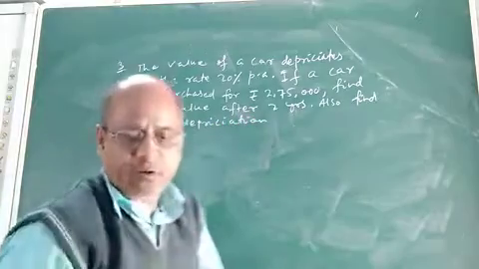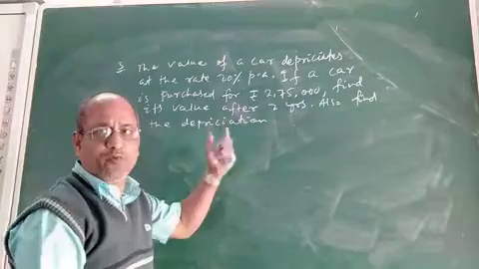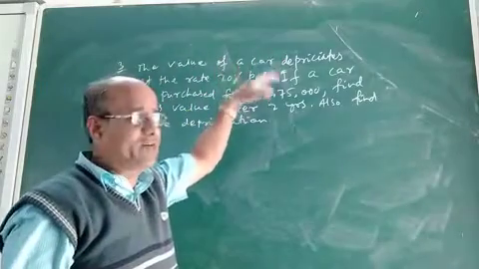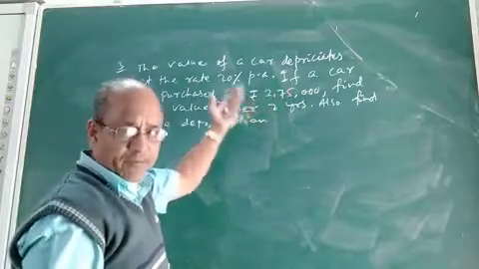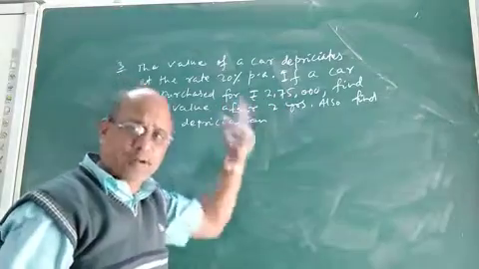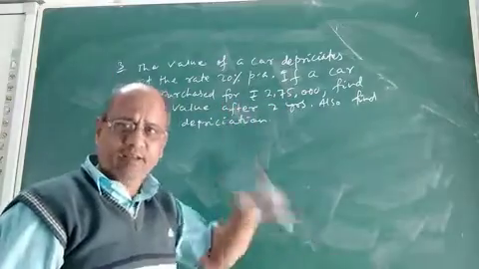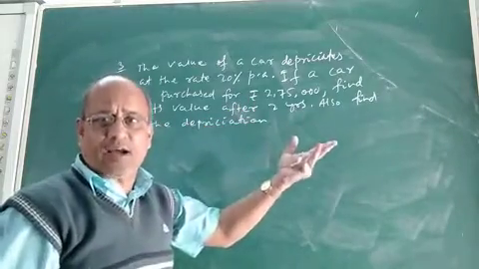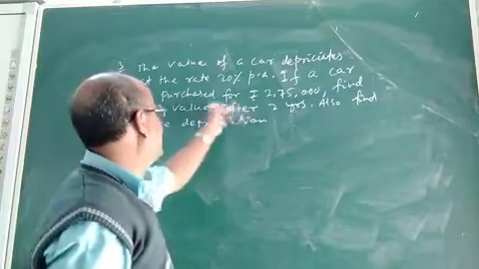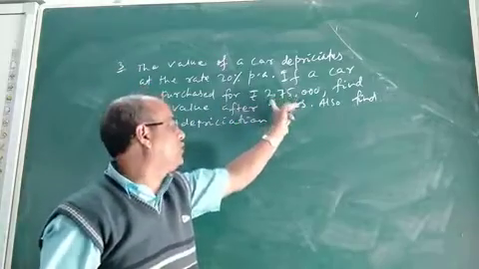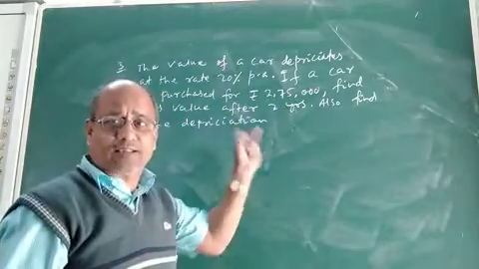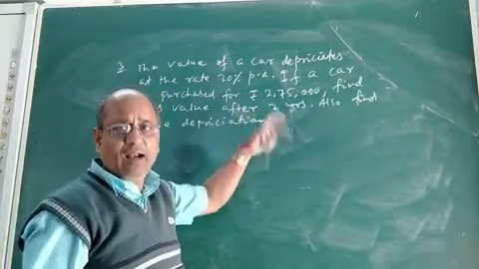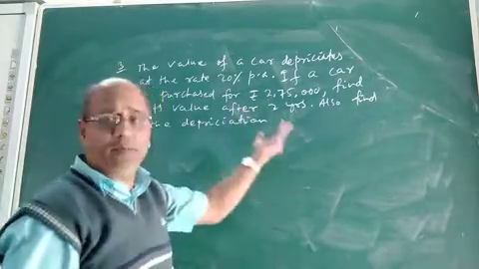Let me explain the meaning of the question first before we proceed to the solution. It is given that the price of a car depreciates or decreases at the rate of 20% per annum, means every year it decreases by 20%. Now suppose Rajesh purchased a car for 2,75,000 rupees, and if he sells it after 2 years, what will be its value?